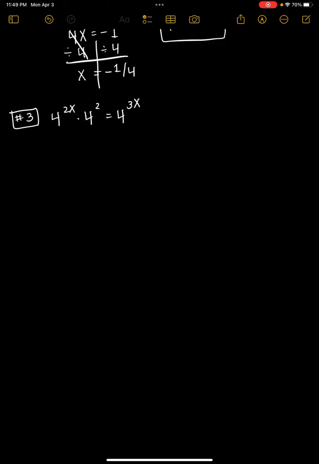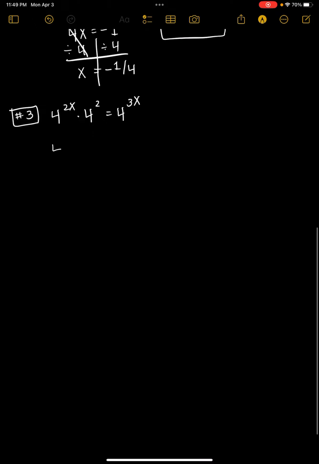Because in order to cancel out each base number, you can only have one base number on each side. So we can't have two 4s over on the left side and cancel them out. But with the product rule, we know when we multiply something with the same base, we add the exponents. So I can rewrite this as 4 to the power of 2x plus 2, I'm just adding those two exponents, the 2x right there and the 2 right there, is equal to 4 to the power of 3x. Now, because I only have one base number on each side, I can cancel those base numbers out, and I'm left with 2x plus 2 is equal to 3x.